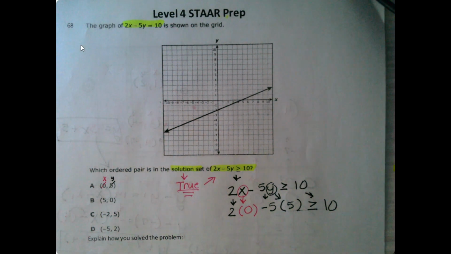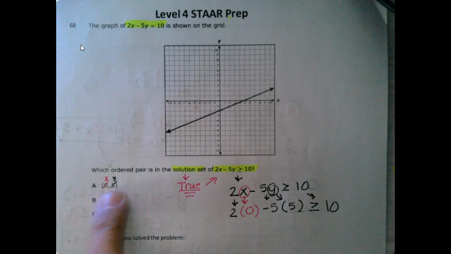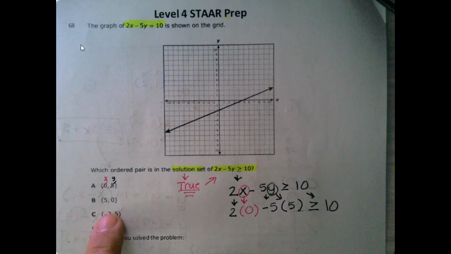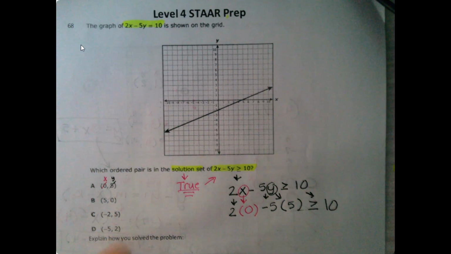Do keep in mind that if this 0 and this 5 don't work, I'm then going to try 5 and 0. If that doesn't work, I'll try negative 2 and 5. If that doesn't work, I'll do negative 5 and 2. We'll just keep doing each one until we find the one that says true.